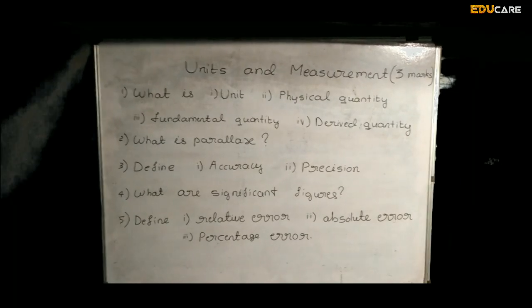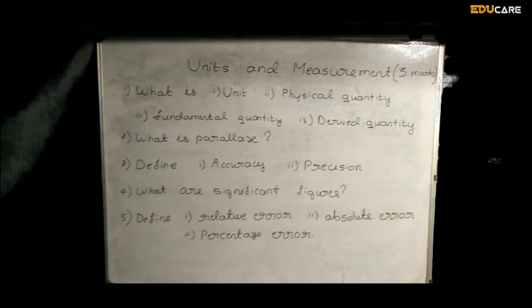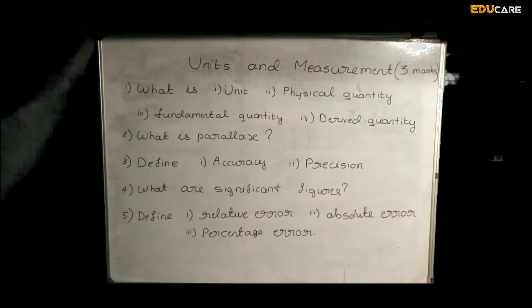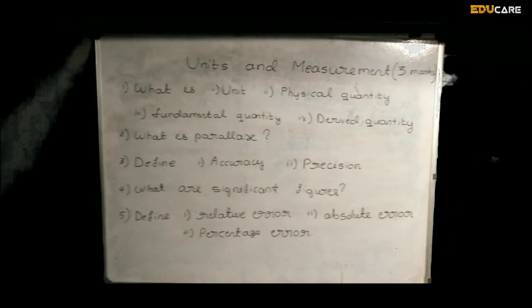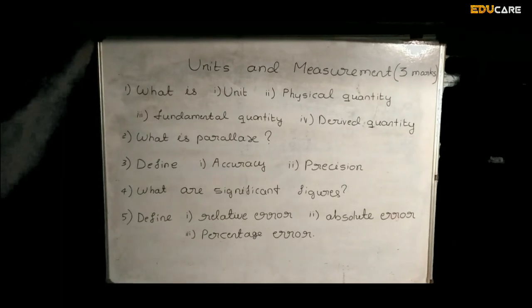Questions from the second chapter of the first PUC physics. The name of the chapter is Units and Measurement. This chapter carries 3 marks, and the first question is what is unit? Second question is what is physical quantity?